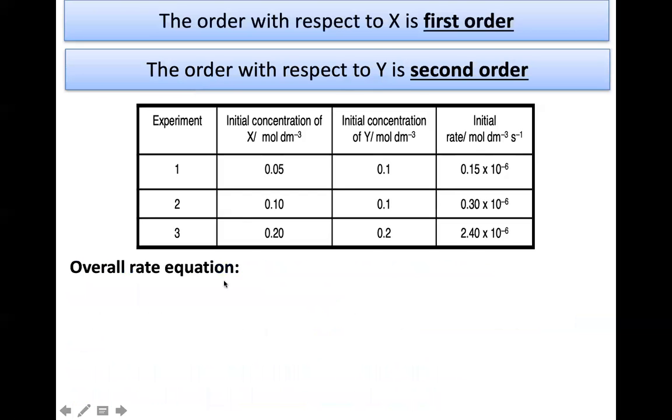The order with respect to Y is second order, and then you have to write down the overall rate equation, okay? Rate equation is equals to k times the concentration of X to the power of 1, so that's just square bracket X, times the concentration of Y to the power of 2, okay? I hope you managed to get this as your rate equation. The question is asking you to write down the rate equation. There's a box next to, for reactant Y. Please write down the rate equation. Is this okay?